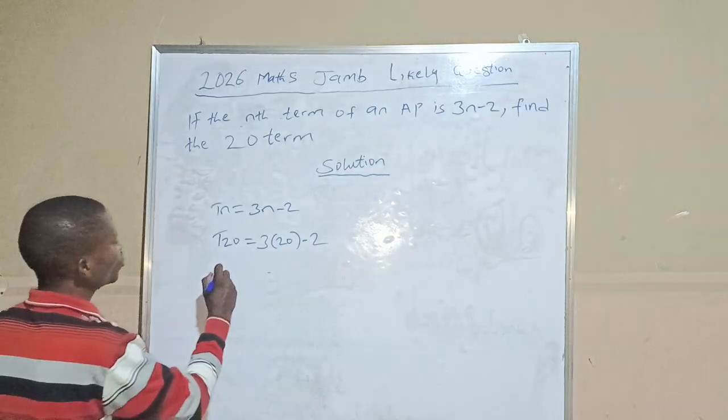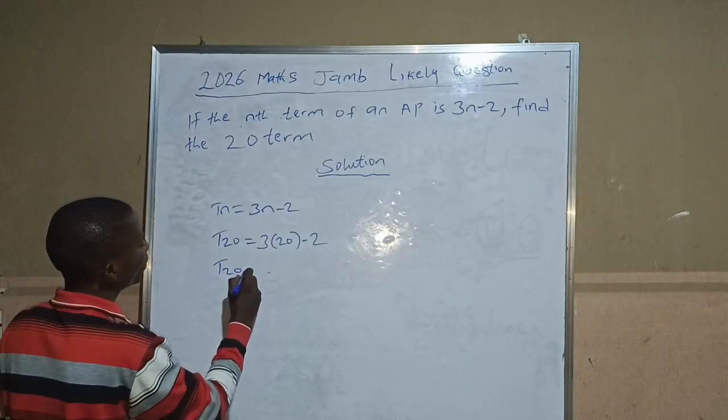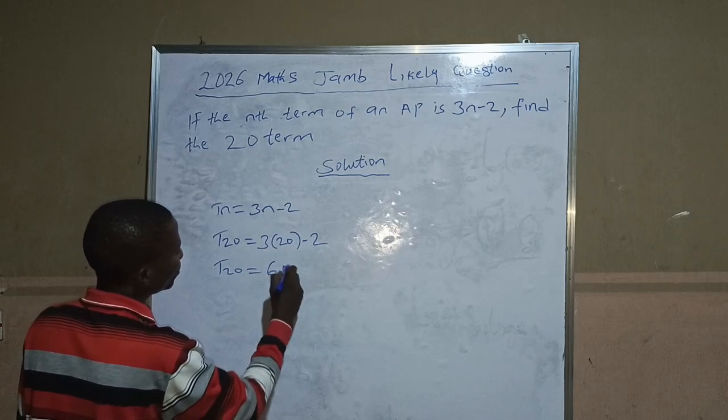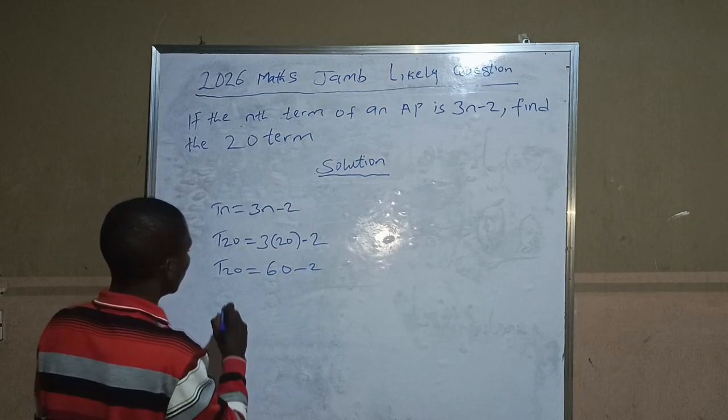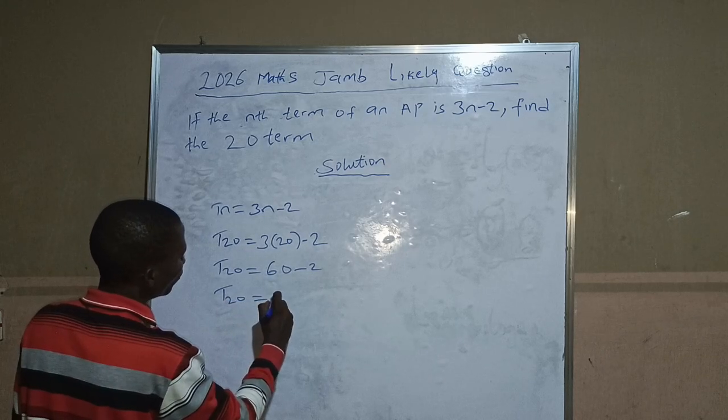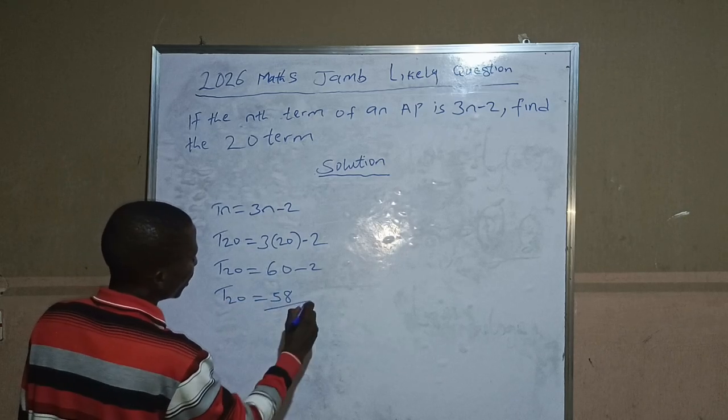And then your T20 equals to what? T20 equals 3 times 20, that was 60, minus 2. Your T20 equals 58. This is our final answer.